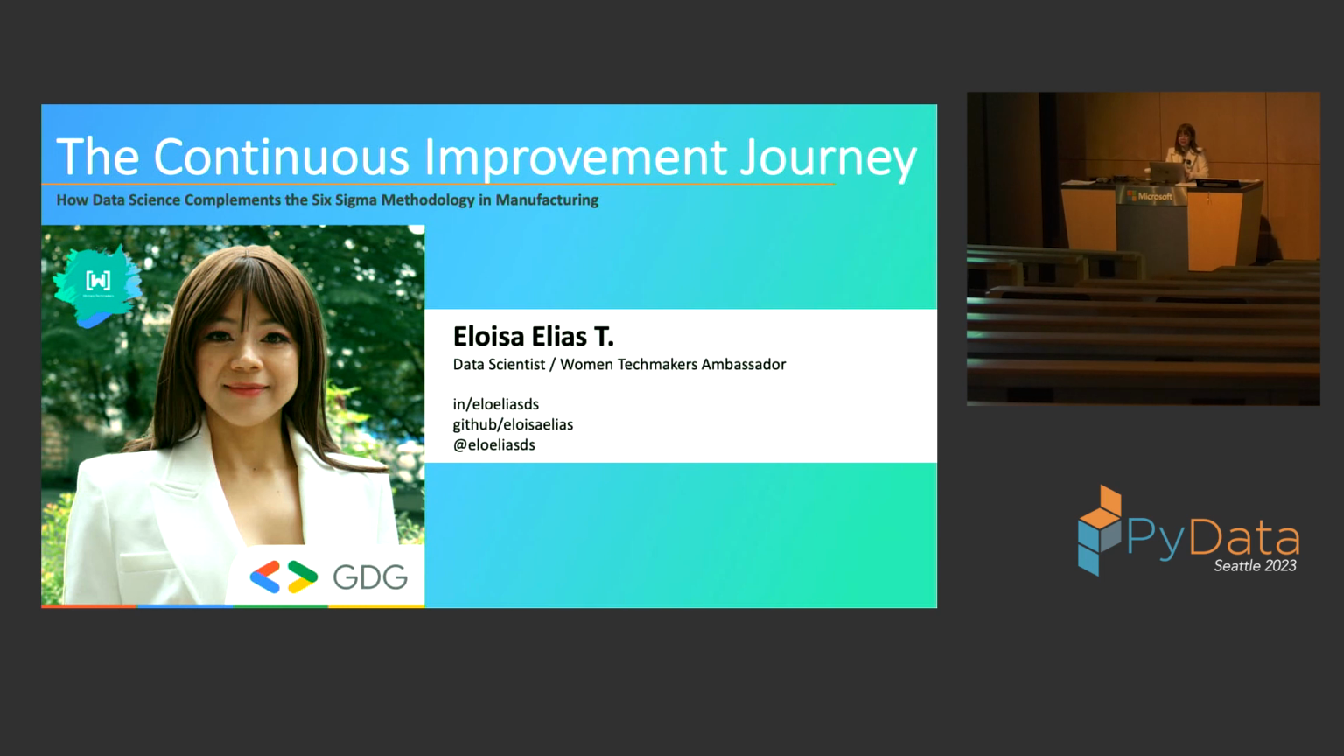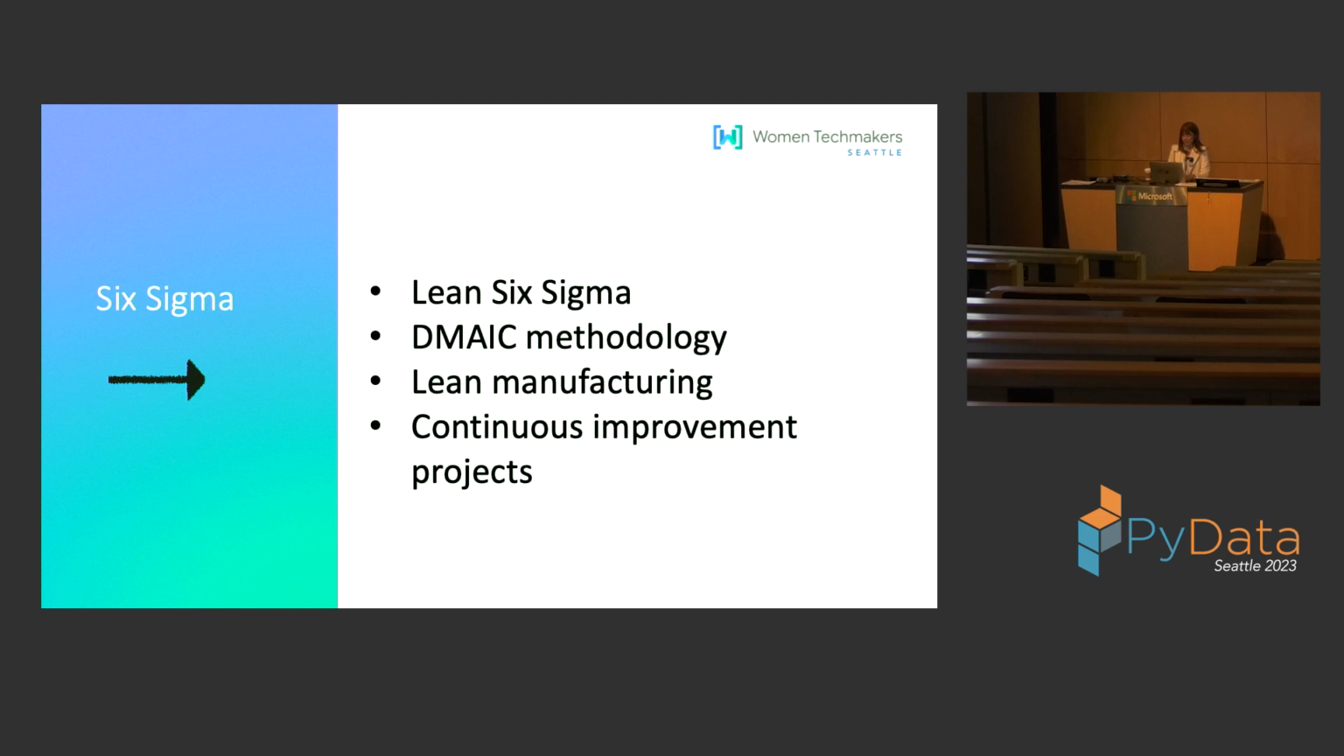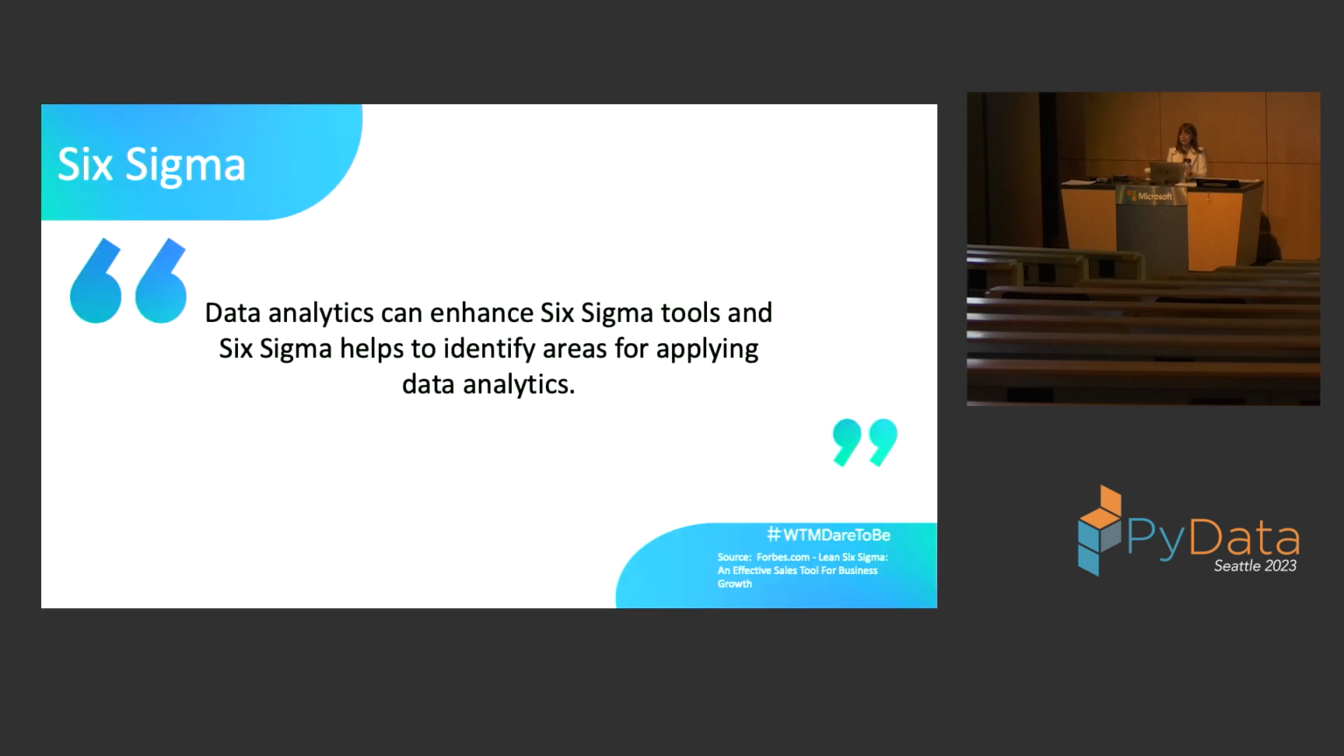I'm Eloisa Elias, and I have worked in the manufacturing industry for almost 9 years. I developed many Six Sigma projects, and we achieved savings of hundreds of thousands of dollars. As context, right now more than half of the Fortune 500 companies are implementing the Six Sigma methodology in their processes. Everybody hears about Lean Six Sigma and different names, but all of them are the same, like a Six Sigma project.